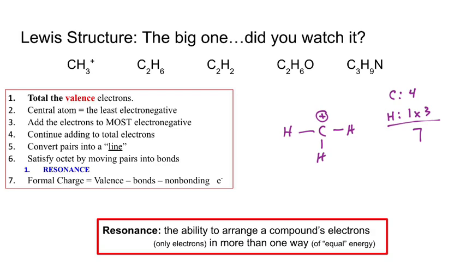I also need to remember that that charge being positive means I have to subtract 1 electron from this, giving me 6 total electrons. So that when I draw my drawing, 6 electrons go in. Where are the electrons in this drawing?